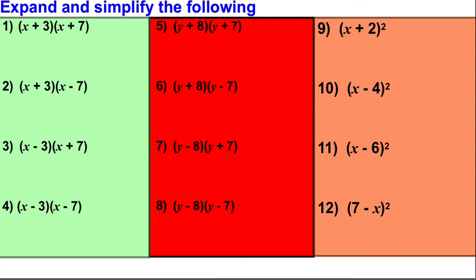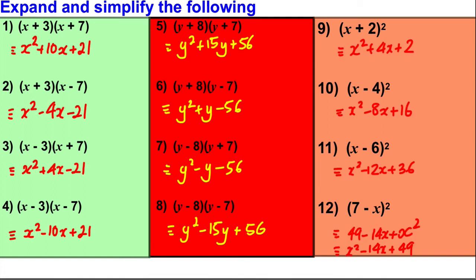And the answers are as follows. Now, let's just have a quick talk through this because it's slightly more difficult to do these things in your head. Here, x multiplied by x gave me the x squared, 3 add 7 gave me the 10x, 3 multiplied by 7 gave me the 21. X multiplied by x gave me x squared, 3 add negative 7 is negative 4x, and 3 multiplied by negative 7 is negative 21.